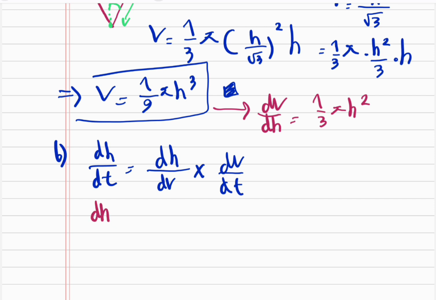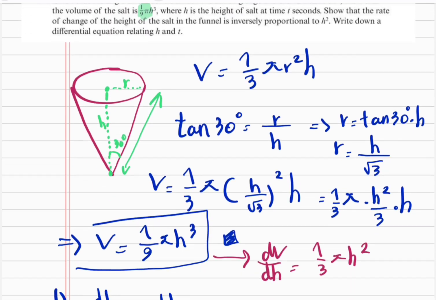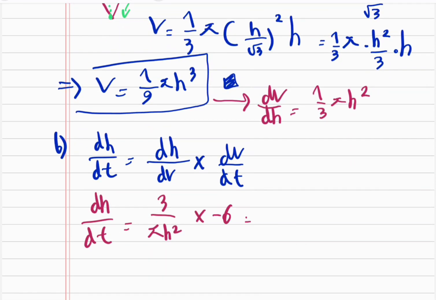So dh by dt is equal to the reciprocal of this, which is going to be 3/(pi h squared) times, and we found dv by dt from the question, that is just -6. So it's going to be -18/(pi h squared). And we can conclude that the rate of change of the height is inversely proportional to h squared. Because remember that -18/pi is just a constant, and then we have 1/h squared, which is exactly the typical format of inverse proportionality. A constant over the variable.